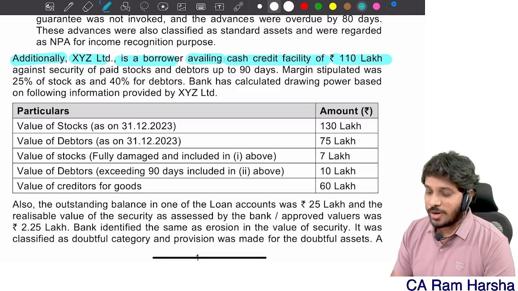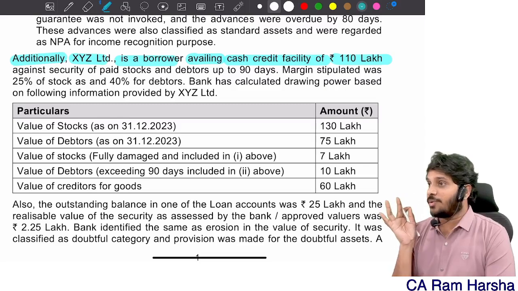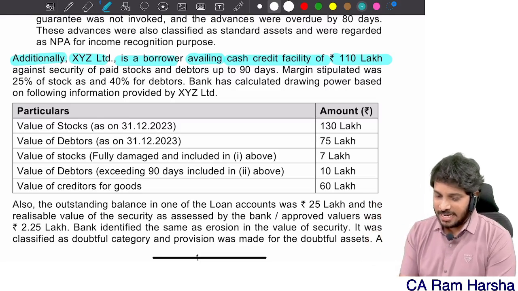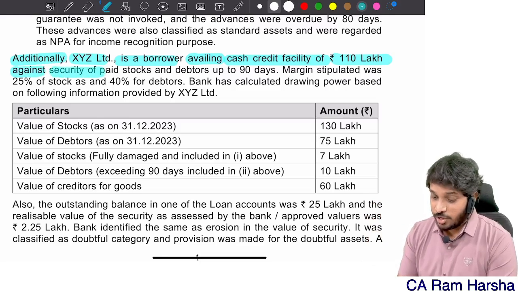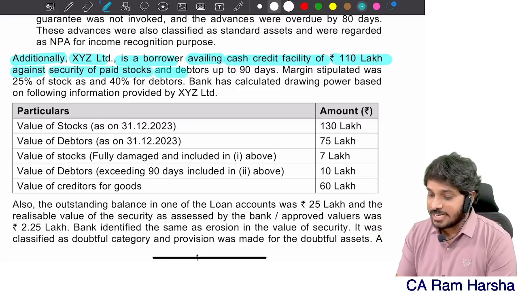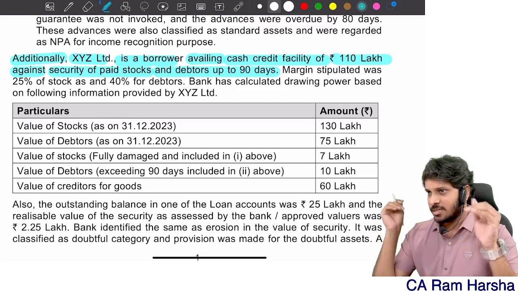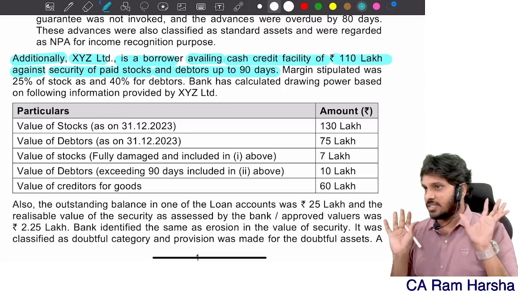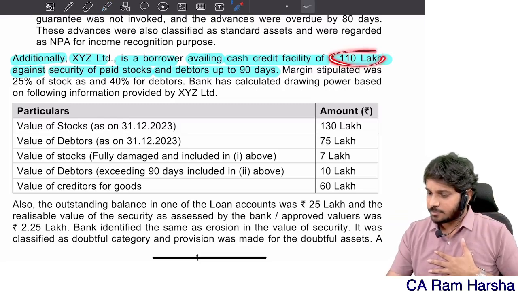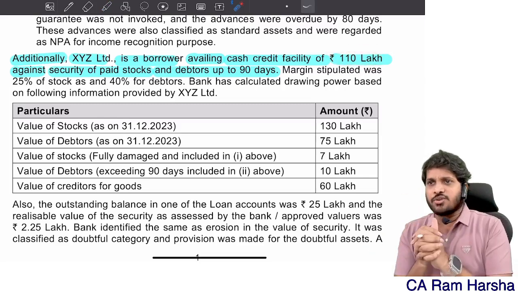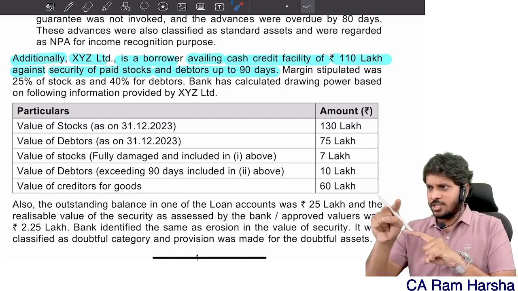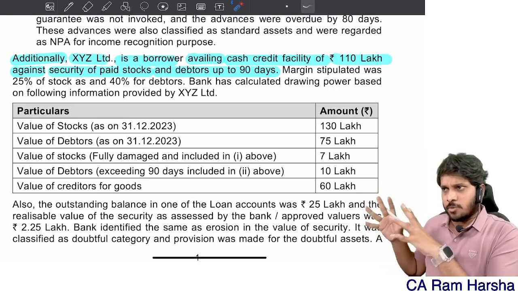Additionally, XYZ Limited is a borrower availing cash credit facility of 110 lakhs against security of paid stocks and debtors up to 90 days. Like you are giving security to a banker to get some cash credit facility of 110 lakh. What are you giving as a security? You are giving as a security paid stock. What do you mean by paid stock? In my godown, so much of inventory is there.